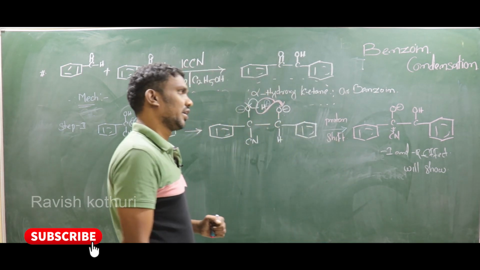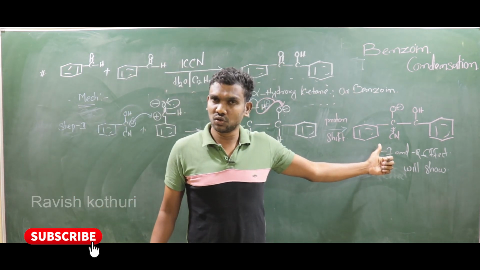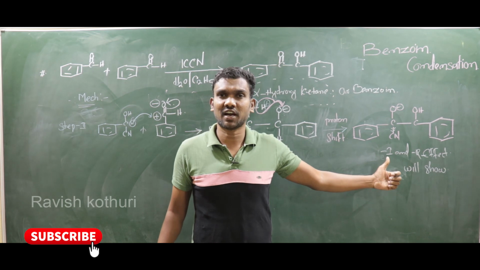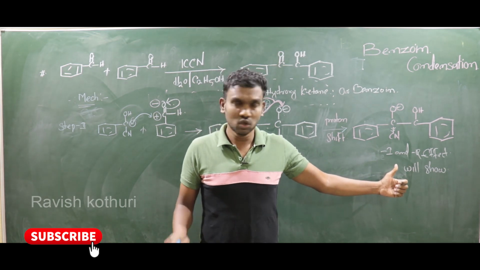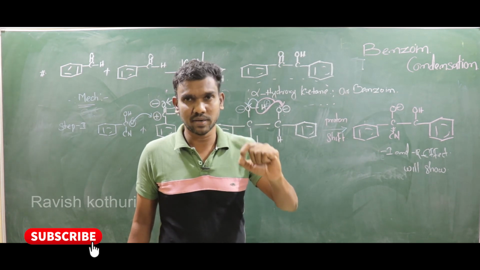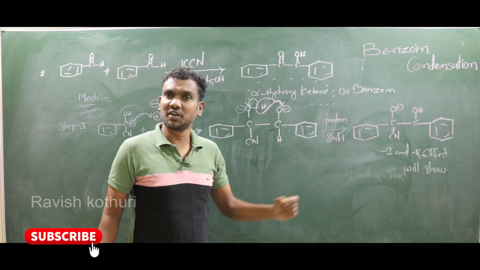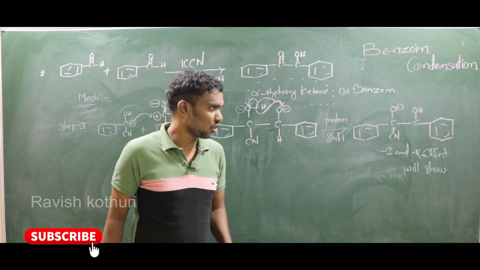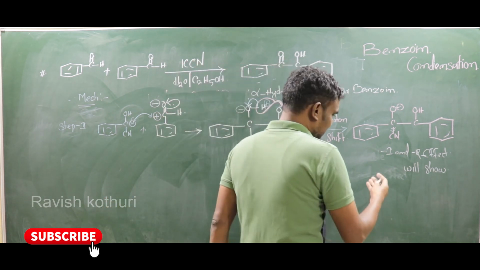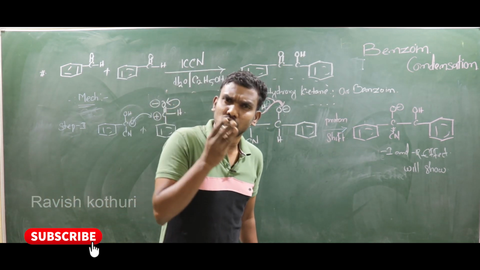So I hope you are clear, everyone, my dear students. Observe carefully here. This CN is an electron withdrawing group. So that is the reason it shows the minus I effect and minus R effect also. So that is the reason O minus will be stabilized. I hope you are clear, everyone. So that is the reason the proton shift takes place, right? Proton shift takes place. Now here, one more point, the CN is a very good leaving group.